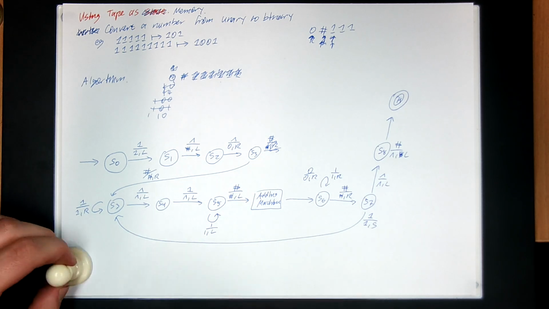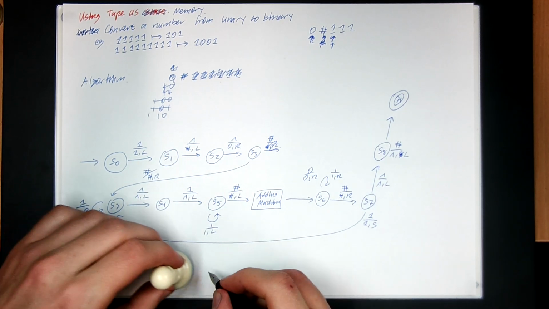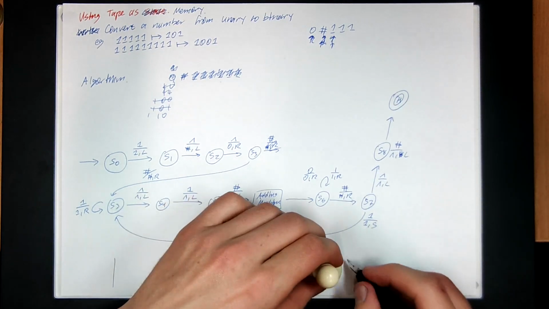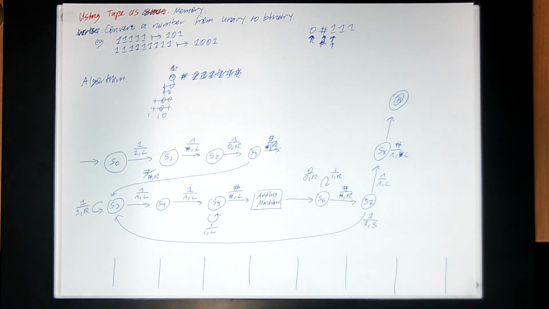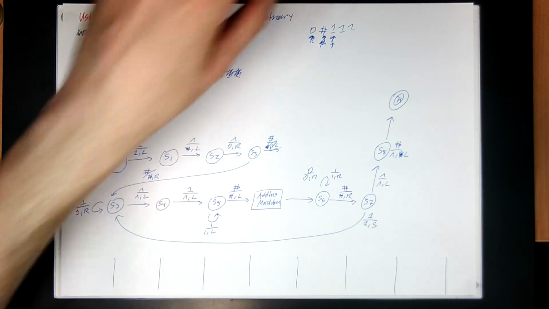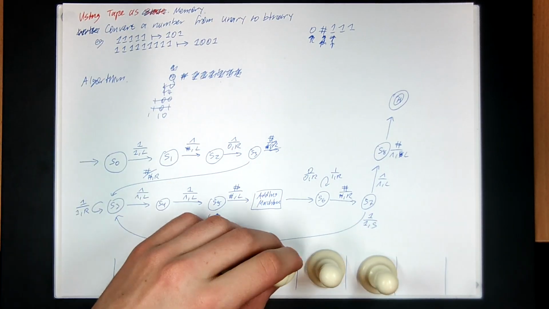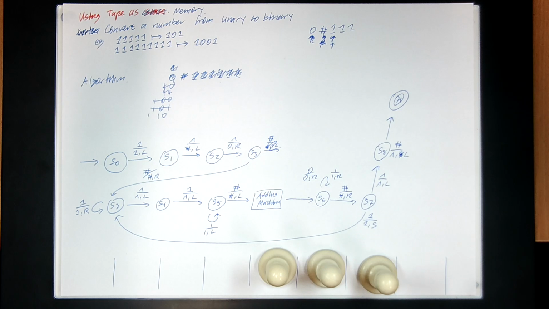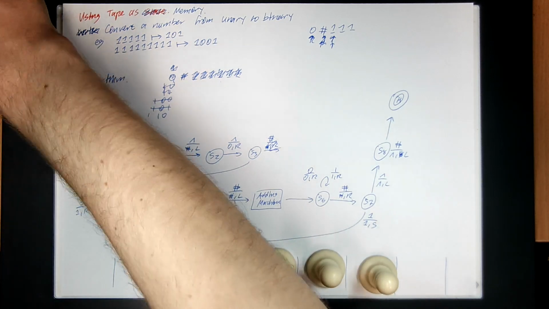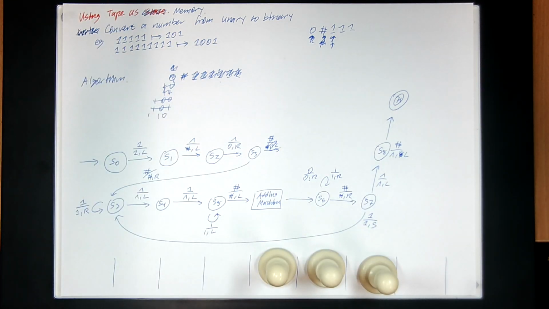So I'll make a little tape here. I'm going to count 1, 2, 3 ones on the tape. Let me get some more chess pieces because am I going to have enough? No, I'm going to need some more. Alright, here we go. So the tape head starts on the left.